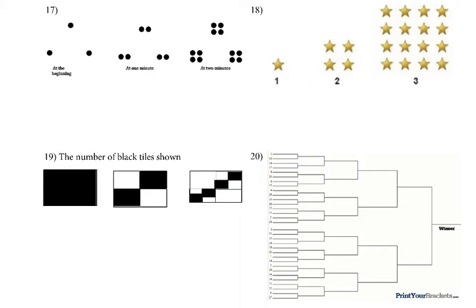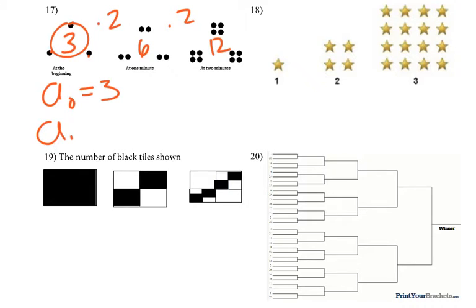Okay, number 17. So at the beginning we have 3. Then after 1 minute we have 6. Then after 2 minutes we have 12. So we're definitely not adding 3. So how about timesing by 2? Doubling each one? Yep. And we begin with 3, so a sub 0 equals 3. A sub n equals a sub n minus 1 times 2.